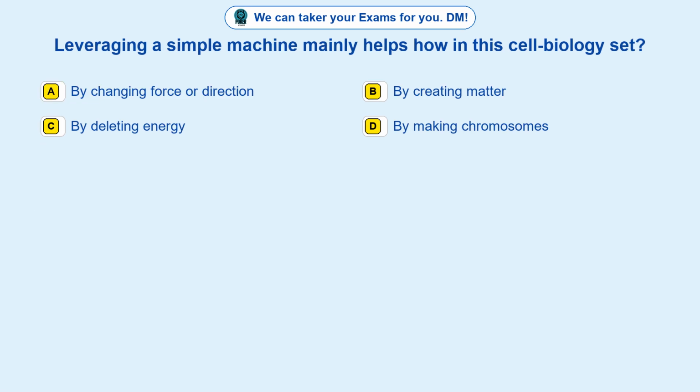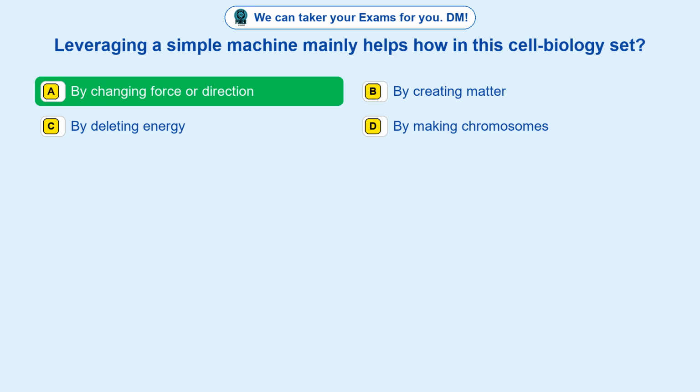Question 63. Leveraging a simple machine mainly helps how in this cell biology set? Option A, by changing force or direction. Option B, by creating matter. Option C, by deleting energy. Option D, by making chromosomes. The correct answer is option A.